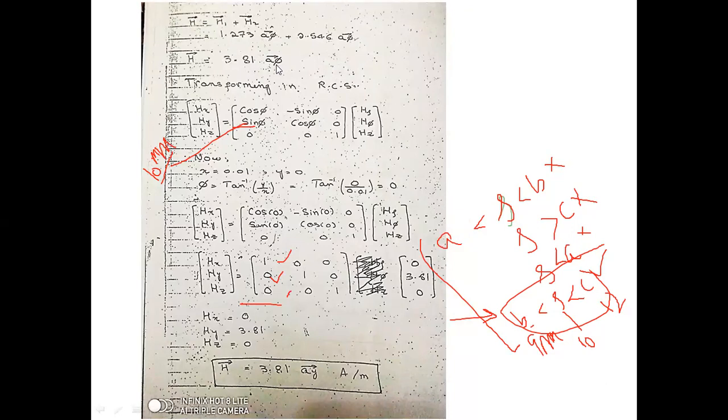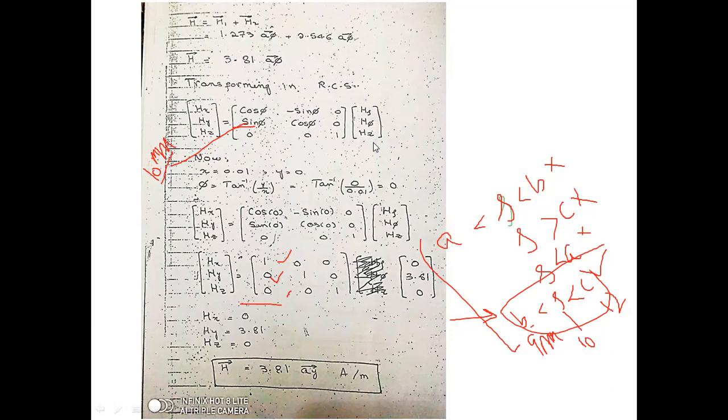So this is the transformation method. We have already used this transformation method many times in the previous lecture. So hx, hy, hz is equal to this: the rho component of H, phi component of H, z component of H. As we can see that H is only in the direction of a phi, H rho and H z will be equal to 0.